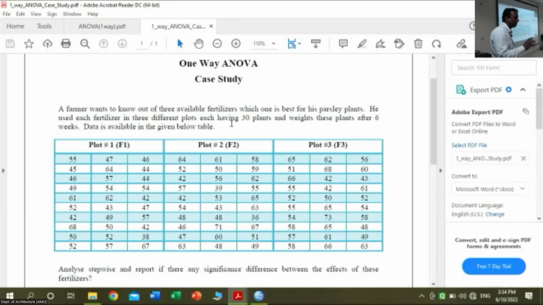So he wants to check, is there any significant difference between the mean weight of plants with respect to different plots. So under H naught, what will we state? The effect of all the 3 fertilizers is the same. We wrote mu1 equal to mu2 equal to mu3. There is no significant difference between all these 3 fertilizers, versus H1: at least any 2 of them are different. Means fertilizer 1 may be different from fertilizer 2, fertilizer 1 may be different from fertilizer 3, and 2 may be different from 3. So you can easily check this.